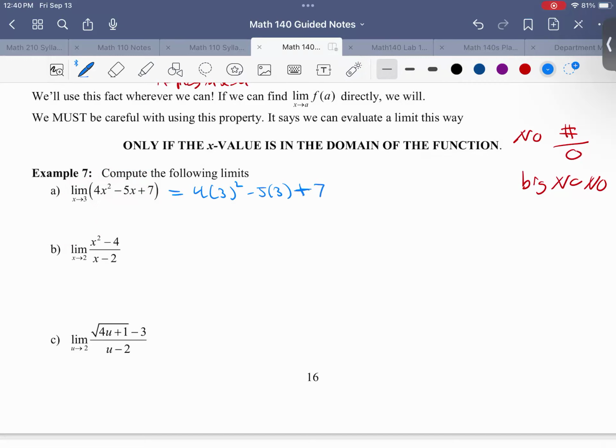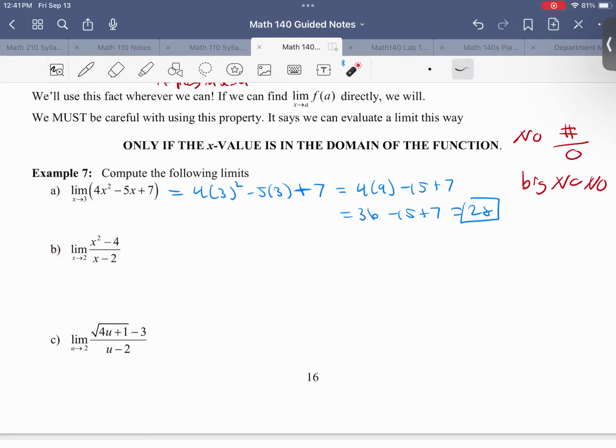Okay, so if I work this out, I get 4 times 9 minus 15 plus 7, 36 minus 15 plus 7, which is just 28. Okay. Let's try the next one.